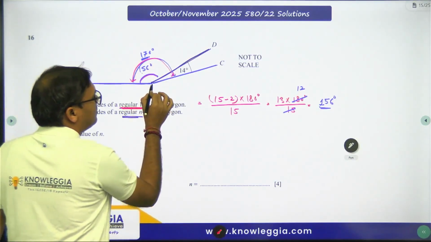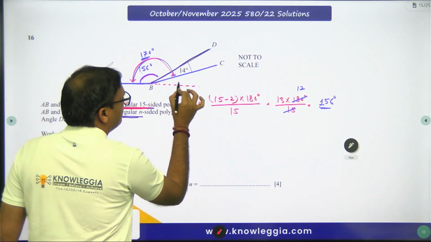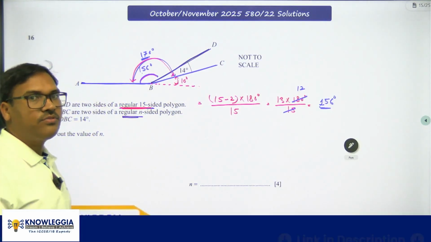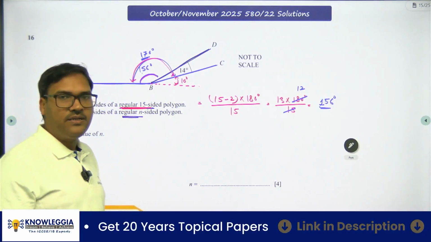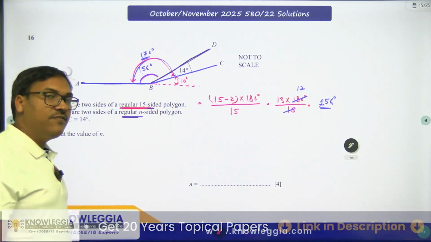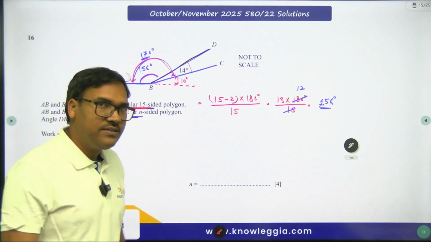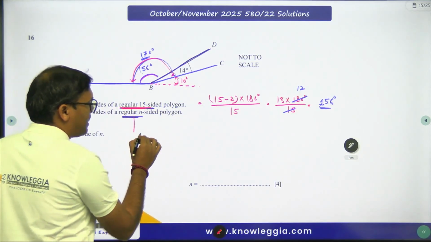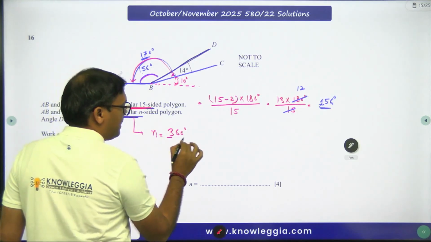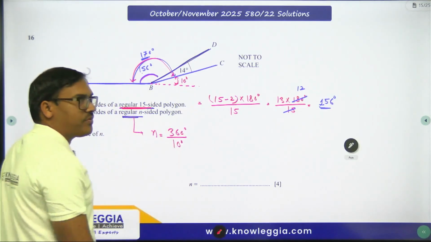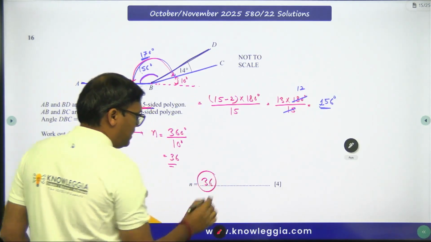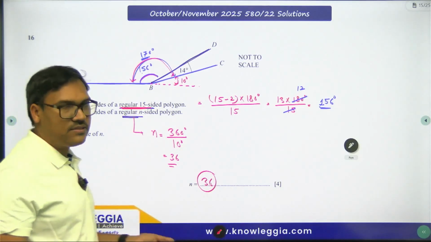The interior angle is 170. So what will be the exterior angle? It will be equal to 10 degrees, because the sum of interior angle plus exterior angle is 180 degrees. This angle is 170, so the exterior angle is 10 degrees. And we know the sum of all the exterior angles is 360 degrees. So what will be the number of sides? Number of sides will be 360 degrees divided by the exterior angle, 10 degrees. This is equal to 36. So there are 36 sides, and 36 is the answer.